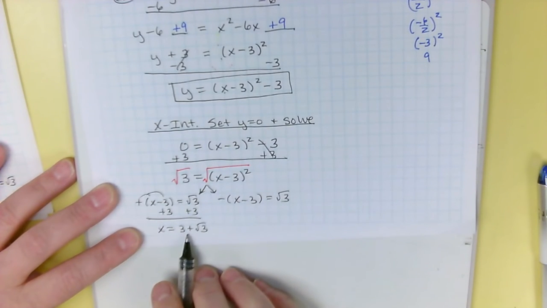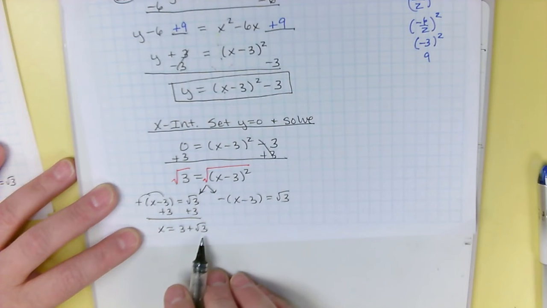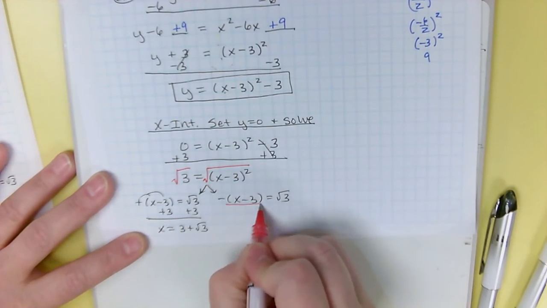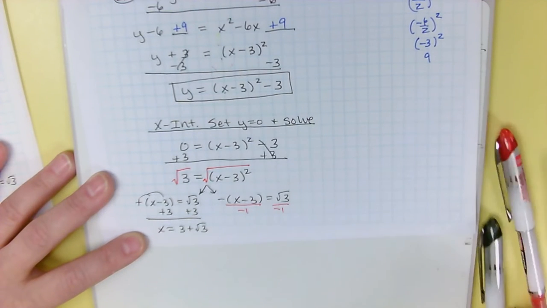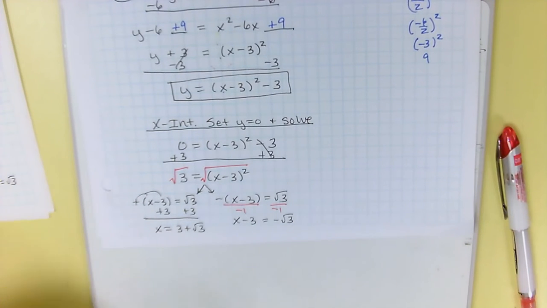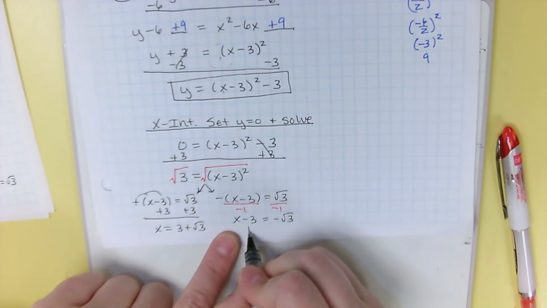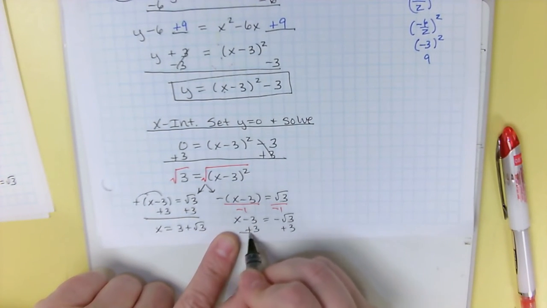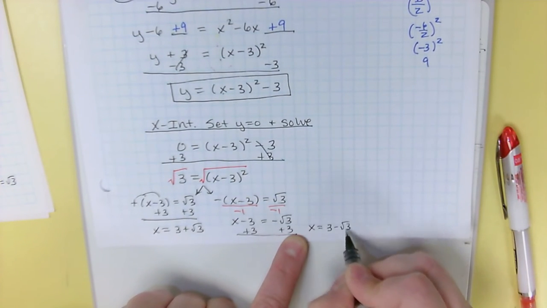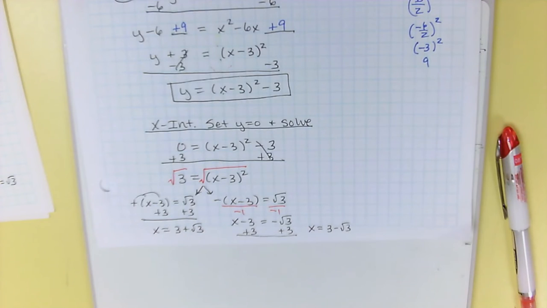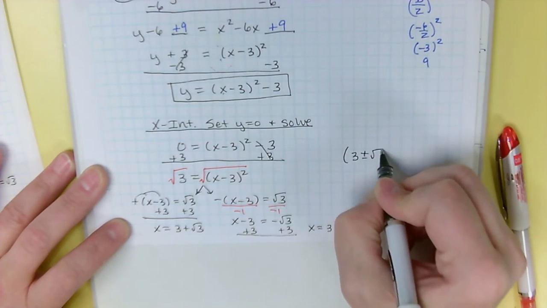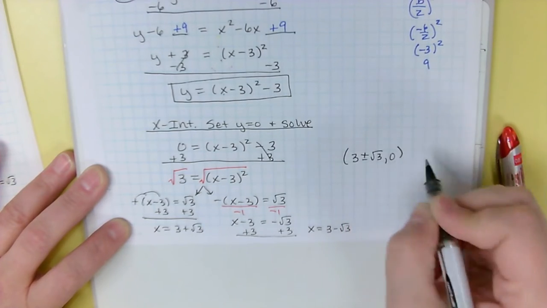Remember, the rational part comes first, irrational part comes second. So on the right, we're going to divide by a negative 1. That gives us x minus 3 equals negative radical 3. And when we add 3 over to the right, we end up with x equals 3 minus radical 3. So our intercepts are 3 plus and minus radical 3, comma, 0.